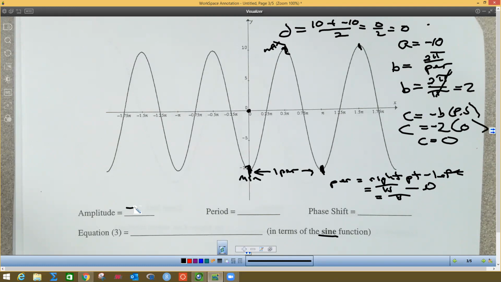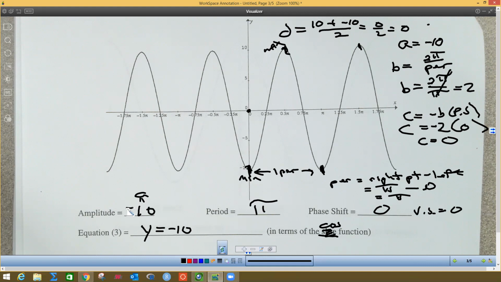So I'm going to come over here and get my equation now. I'm doing cosine first. Okay, so I got a -10. I got a period of pi. I got a phase shift of 0, and I'm going to put over here vertical shift of 0. So here's my equation. Y equals -10, because this is my A.